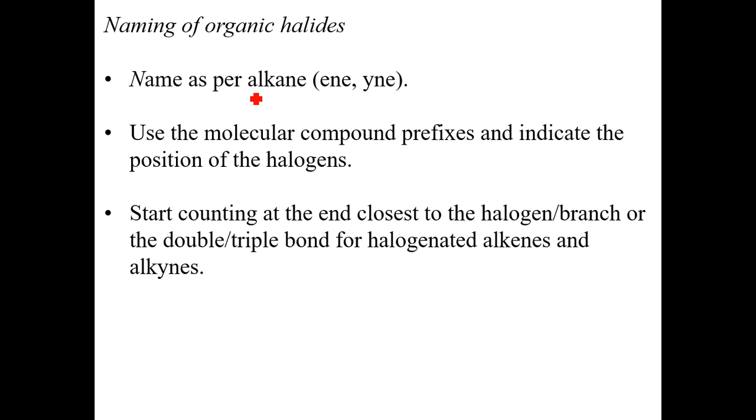We're just going to name it exactly like we've been doing for an alkane, an alkene, or an alkyne. If there are other branches, we would name them just as the ethyl branches or the methyl branches with the YL ending. Now we're going to use, again, the molecular prefixes for the number, and we need to indicate the position of the halogen. Start counting to the end that's closest to, once again, the branch that we do have, unless there is a double or triple bond, and then we need to start counting from that end. So let's take a look at a couple here to finish it off for this lesson.